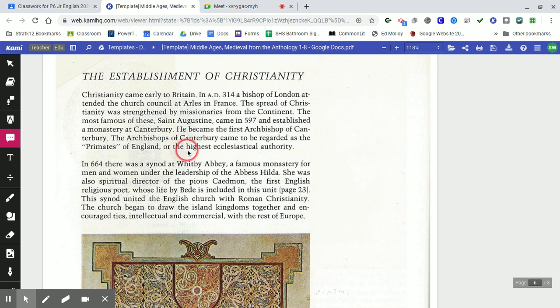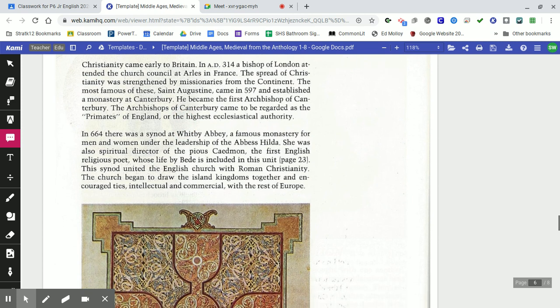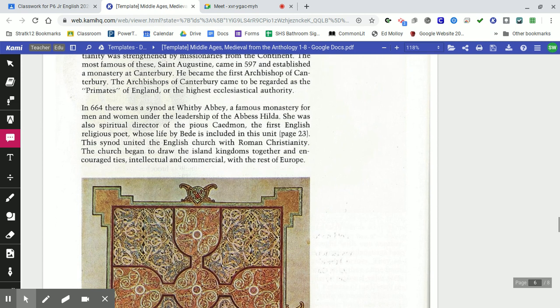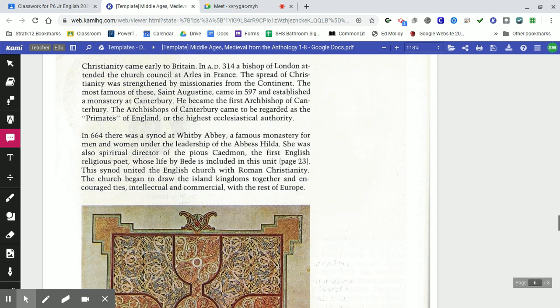The Archbishops of Canterbury came to be regarded as the primates of England, or the highest ecclesiastical authority. So they were the church leaders in the country. So when Christianity came to England, along with it came the organization of the church, because the church was organized by the popes, and they had a hierarchy and organization that they brought with them.